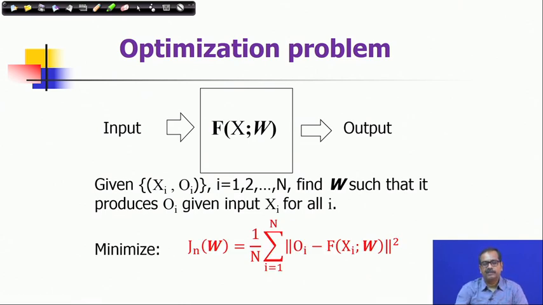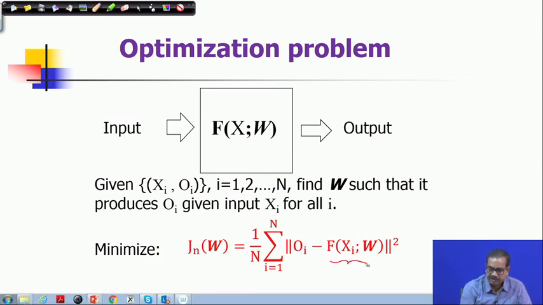We define an error function which is defined in this form here. You can see that it is considered the sum of mean square error. It is basically the mean square error between the given output and the predicted output from the model, which is expressed as f(x_i, w).